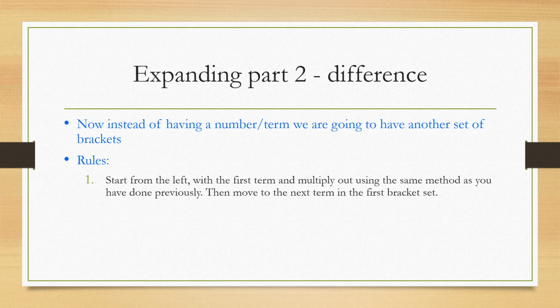So the rules for this. As on the previous one, in this one you always start from the left-hand side, and with the first term you multiply out using the same method as you have done previously. Then what you do is, you're still in the first set of brackets, okay? Once you've multiplied out the first term with the second set of brackets, you move to the second term of the first set of brackets, and then you multiply out the terms in the second set of brackets.